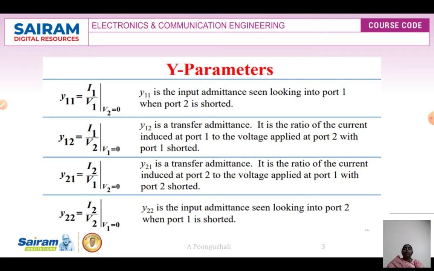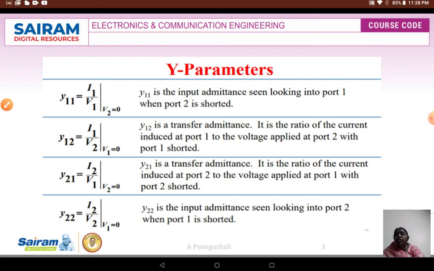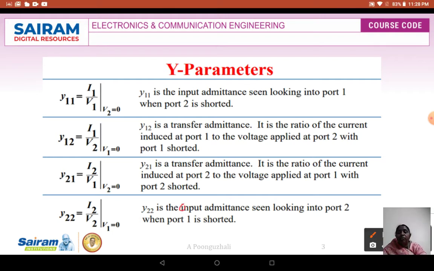Next, Y22 is equivalent to I2 by V2 at V1 equal to 0. Here Y22 is called the input admittance. That is, it is not input, it is the output admittance. That is a mistake there, so write it as output admittance, where it is seen looking into port 2 when port 1 is shorted.